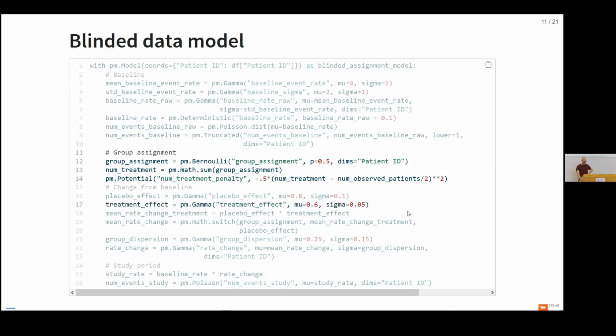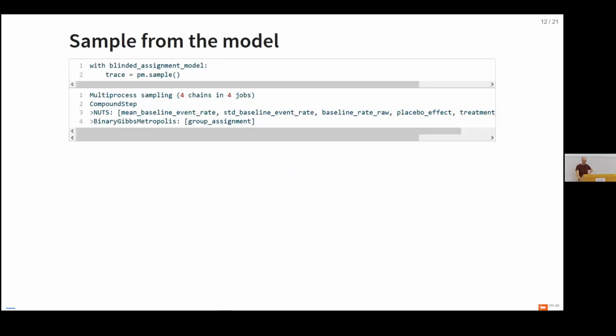Also here, instead of having a constant treatment effect of 0.6, I've now allowed it to change ever so slightly. It's a very strong prior anyway, but this is basically a way to monitor if the model wants to change the effect or not, to see if we have anything there. Okay, and then we sample from the model.